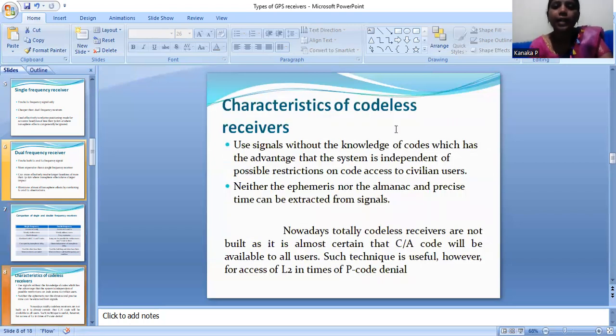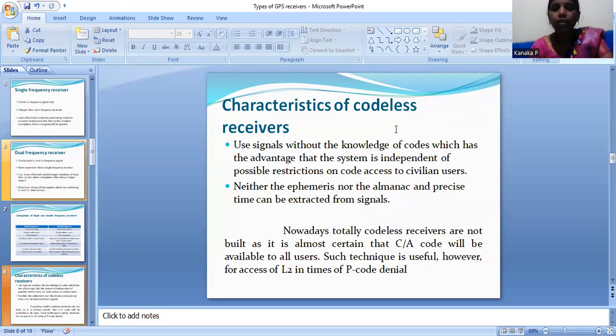Next is the characteristics of codeless receivers. The first point is that they use the signal without knowledge of the codes, which has the advantage that the system is independent of possible restrictions on code access for civilian users. Next, the navigation message and precise time can be extracted from the signals. Nowadays, totally codeless receivers are not built, as it is almost certain the C/A code will be available to all users.